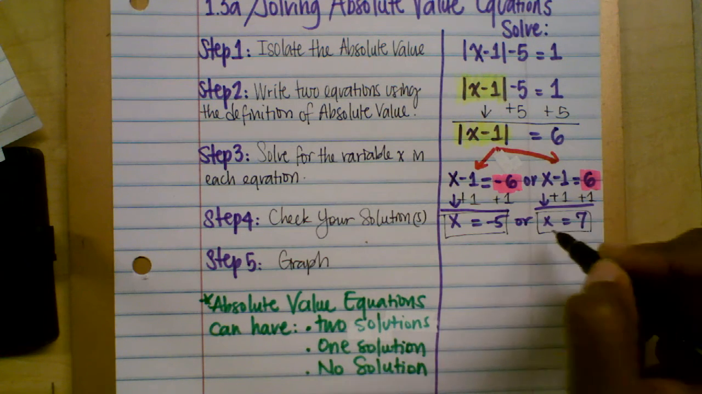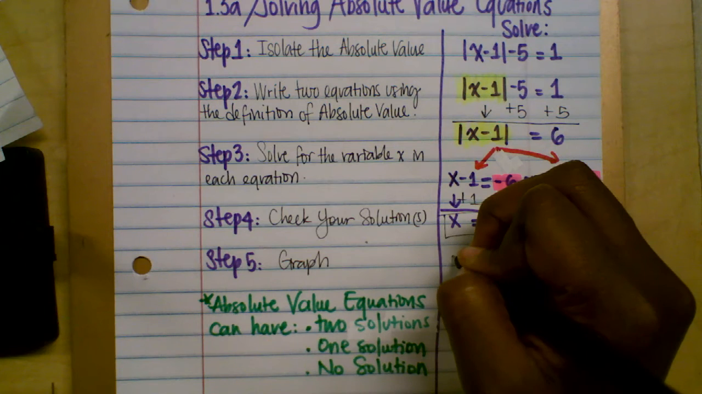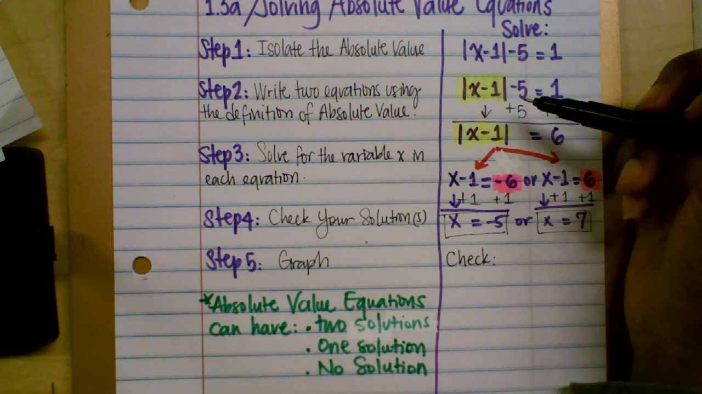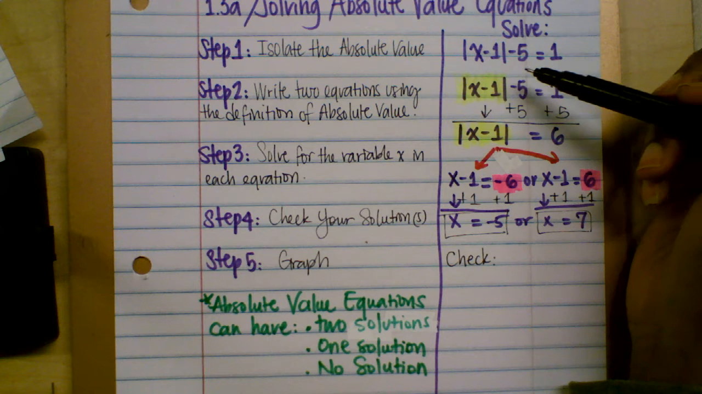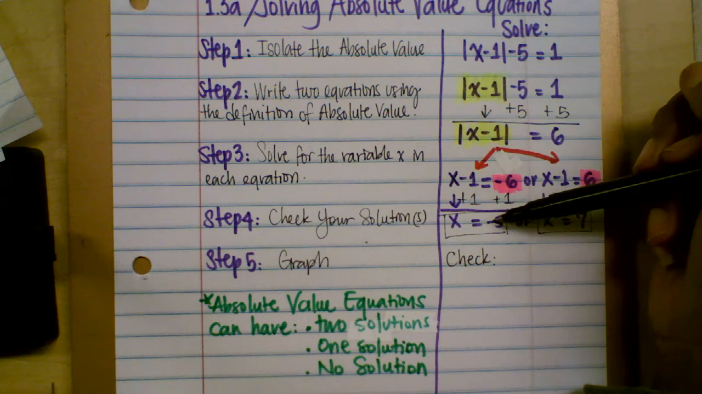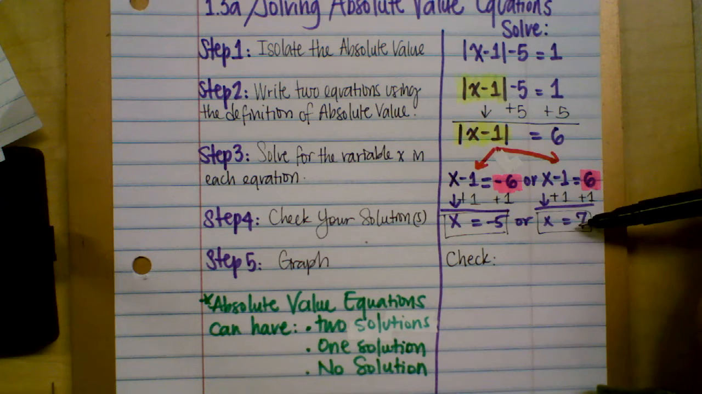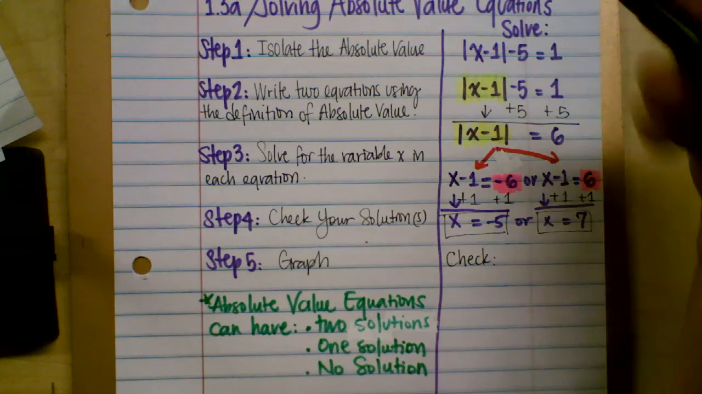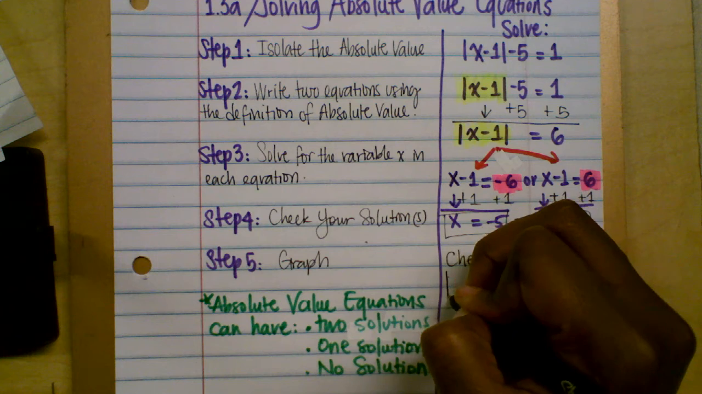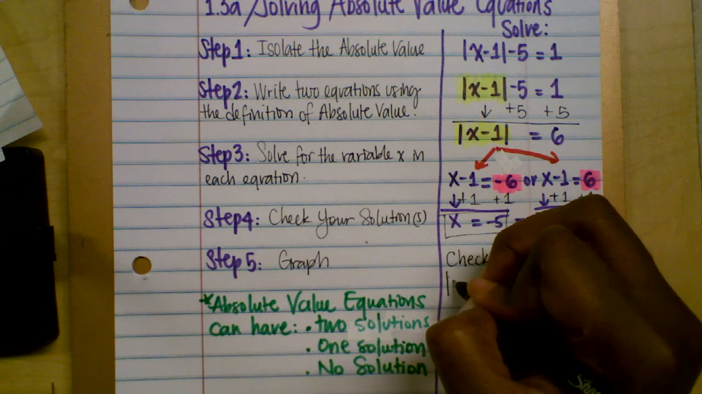So the next step is to check our work. Okay, how do we check? So all you have to do is go back to the original equation and plug in the number. Wherever you see the X, you're going to plug in -5 and you're going to do the same for X is 7. Okay, so let's do that. So it's going to be -5.